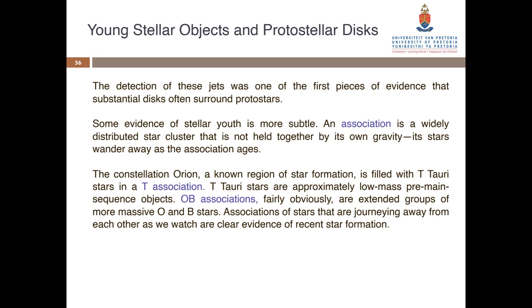An association is a widely dispersed star cluster that is not held together by its own gravity. Its stars wander away as the association ages. The constellation Orion, a known region of star formation, is filled with T Tauri stars in a T association. T Tauri stars are approximately low-mass main sequence objects. OB associations, fairly obviously, are extended groups of more massive O and B stars. Associations of stars journeying away from each other as we watch are clear evidence of recent star formation.